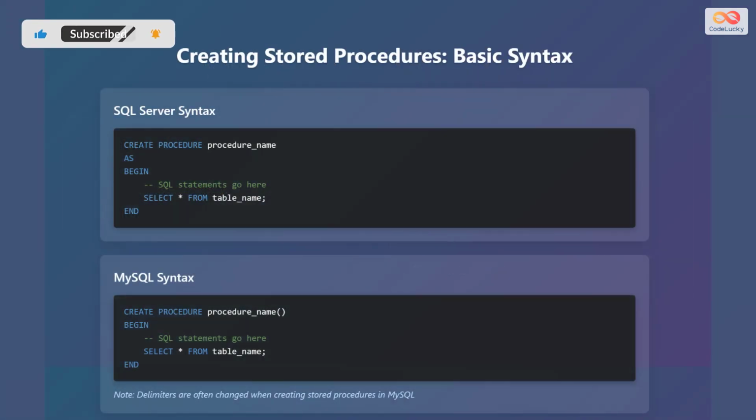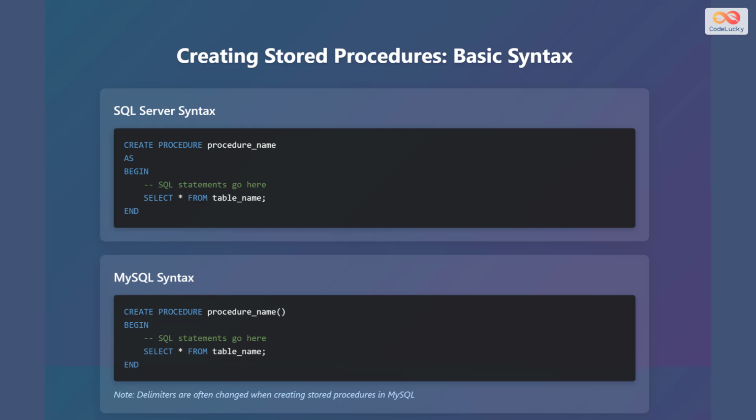Let's explore the basic syntax for creating stored procedures. Keep in mind that the exact syntax can vary slightly depending on the specific database system you are using, such as SQL Server or MySQL. Here is the basic syntax for SQL Server. Start with the CREATE PROCEDURE keywords, followed by the name you want to give your stored procedure. Then, add the AS keyword, and inside the BEGIN and END block, put all your SQL statements.